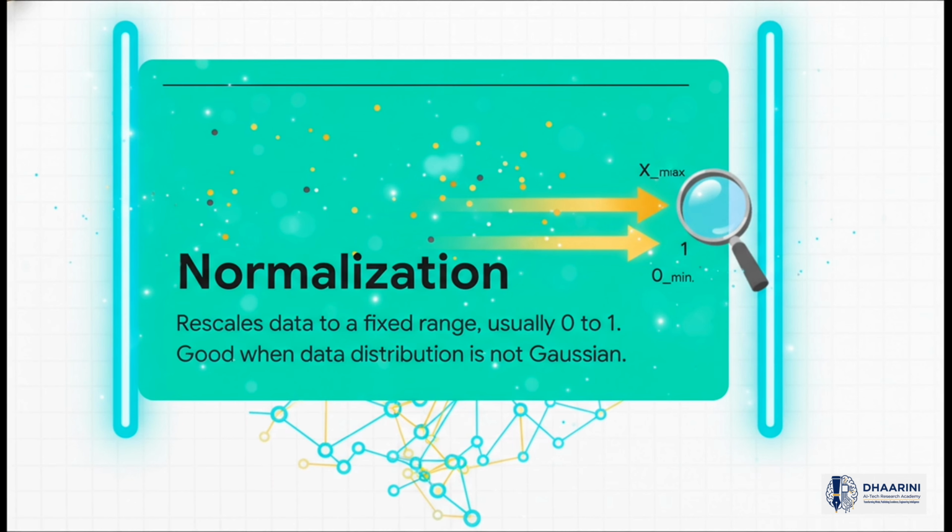This is fantastic for things like neural networks, which really like to see input values in that kind of neat, bounded range. Plus, it doesn't care if your data has a weird distribution.